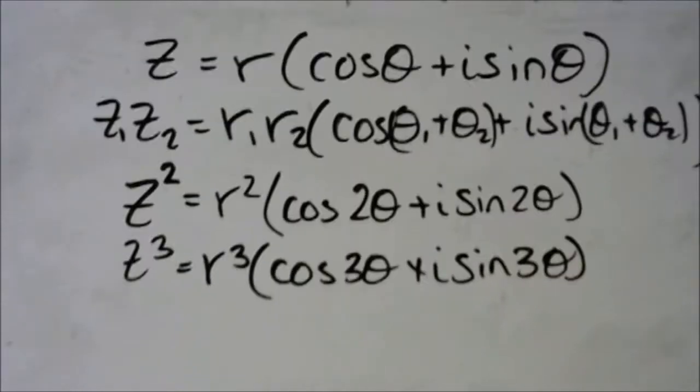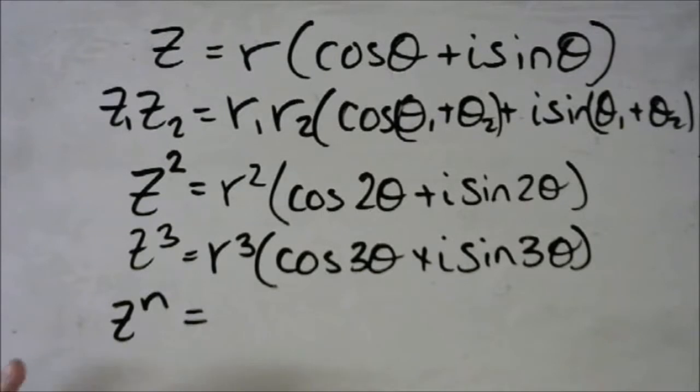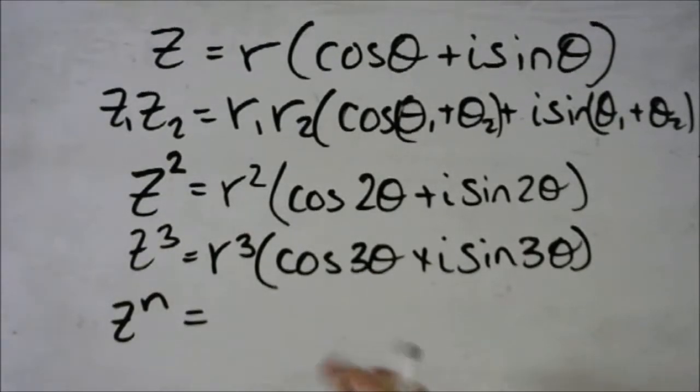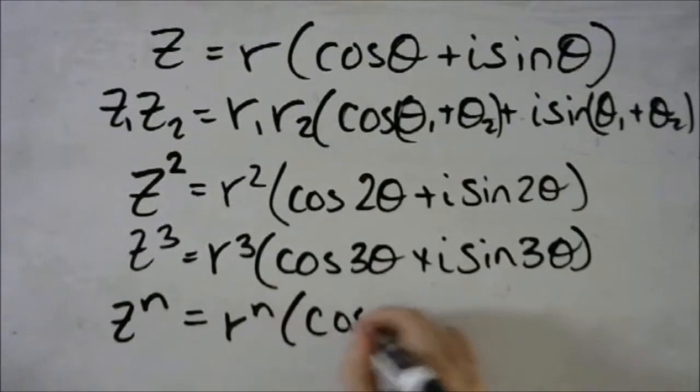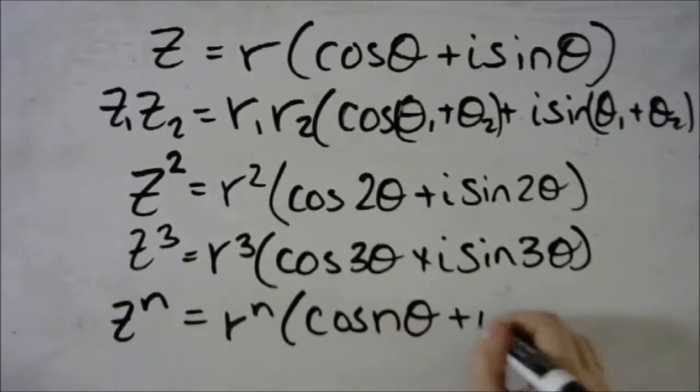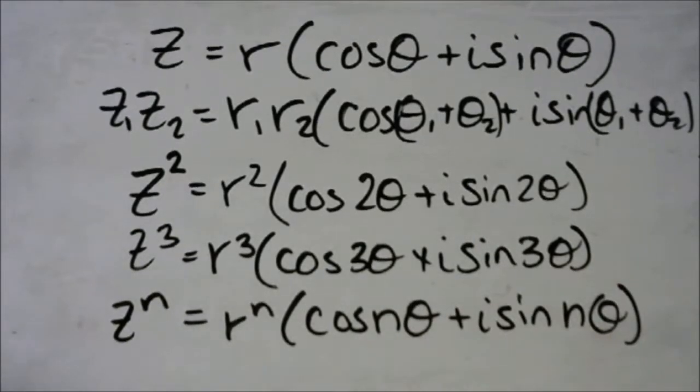So de Moivre's theorem basically says that the power of a complex number in trigonometric form is r to the nth power times cosine of n theta plus i sine of n theta. And that's de Moivre's theorem. So let's give that a try.